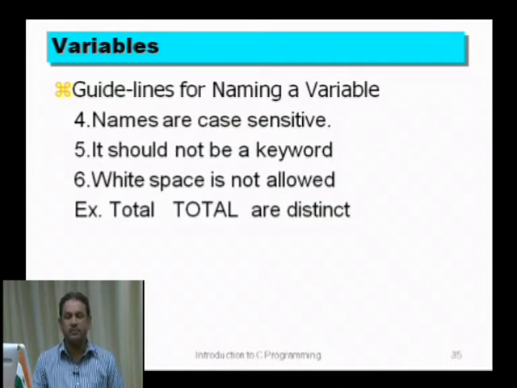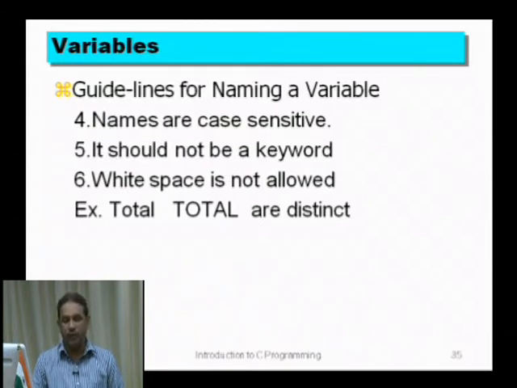So, always use the variables in the normal practice that we use for writing a C program, which is lower case letters. That is the best practice. You can even use capital letters, but the best practice is to use lower case letters. So, names are case sensitive.